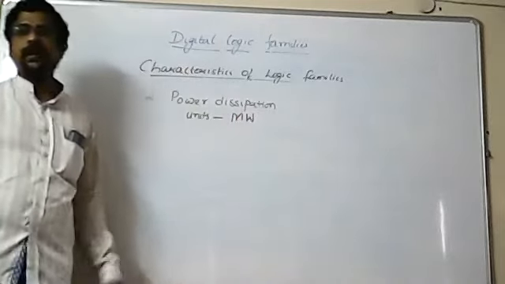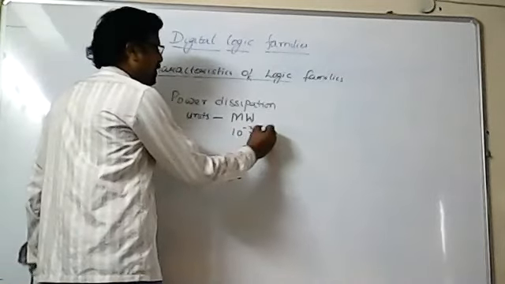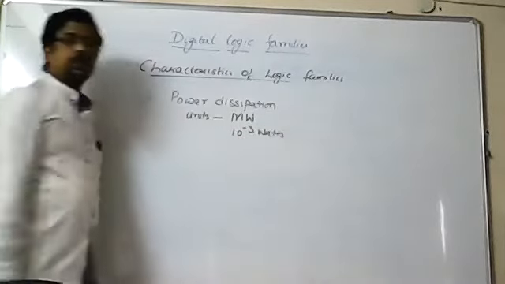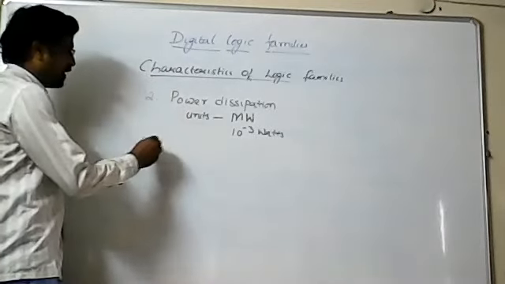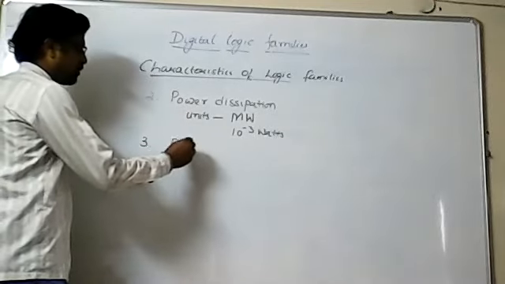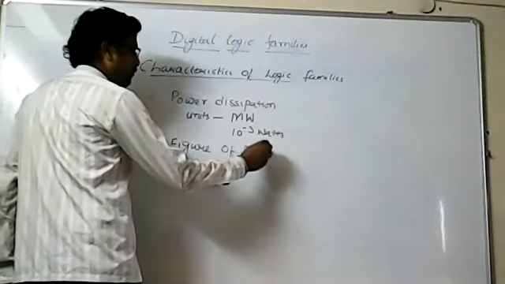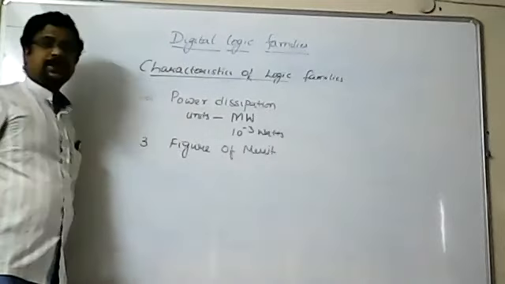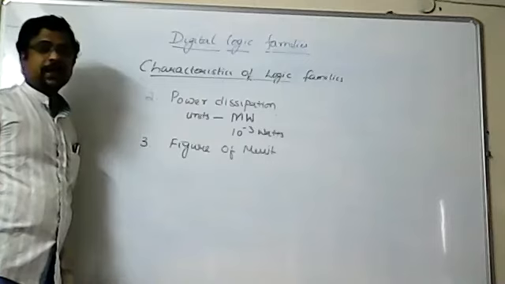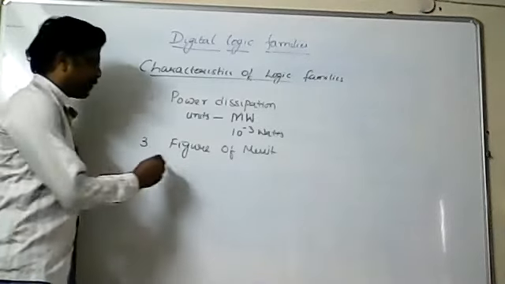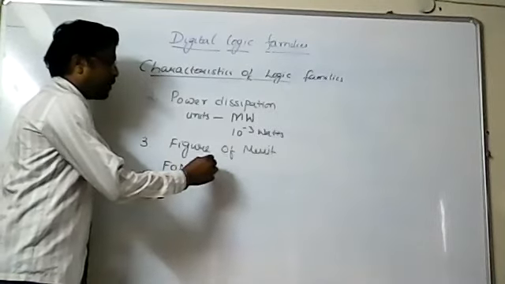milliwatts. Milli means 10 power minus 3 watts. And the third characteristic is figure of merit. What does the figure of merit say? The figure of merit, FOM, is a product of what?